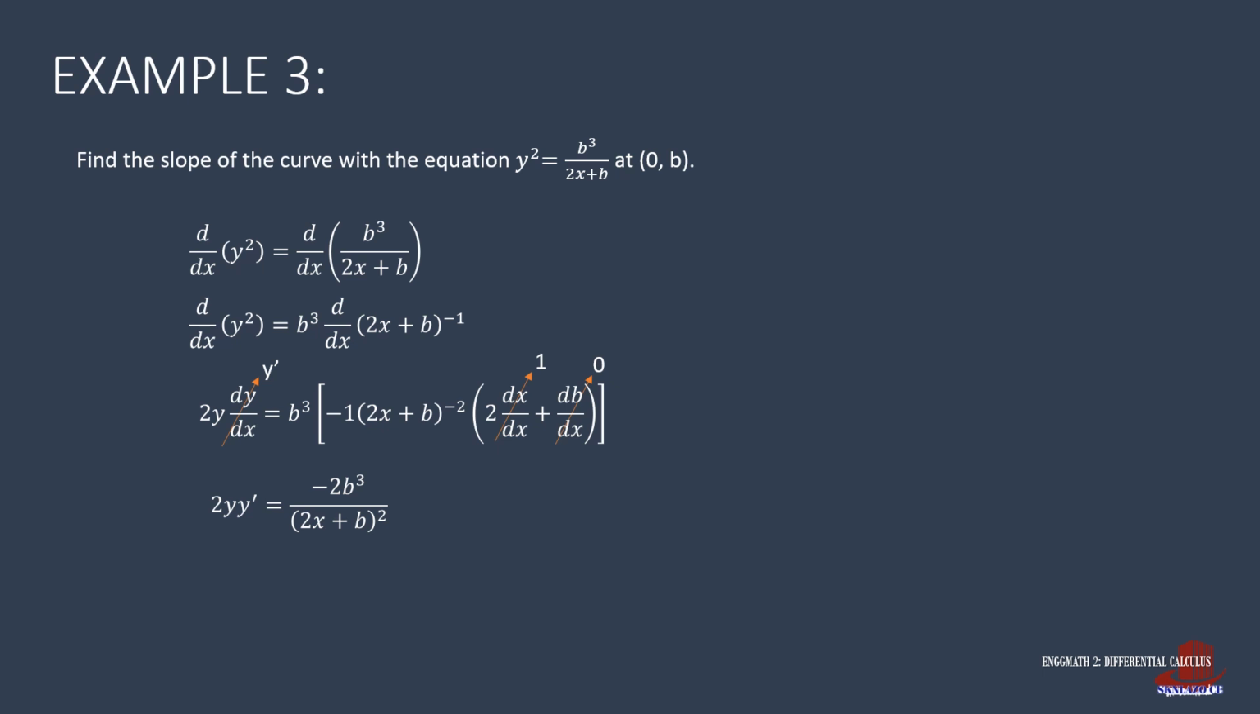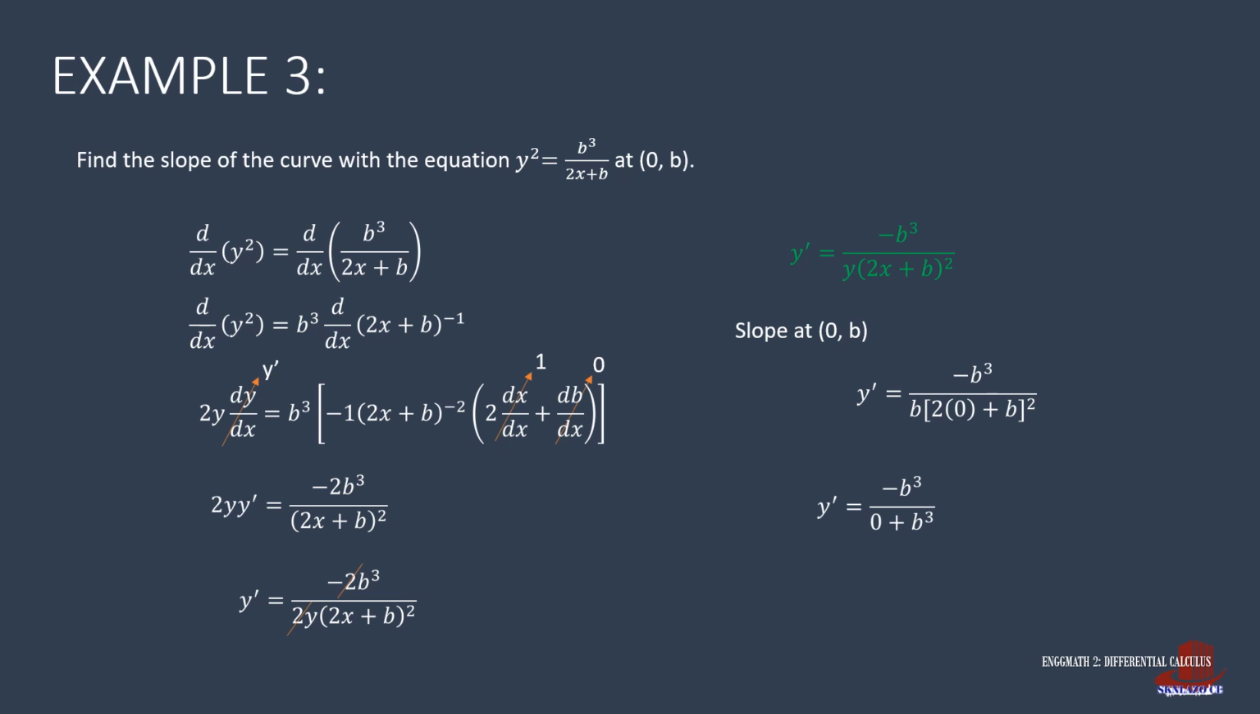Also, the derivative of the constant b all over dx is 0. To simplify the equation, we have 2y y prime is equal to -2b cubed all upon the square of 2x plus b. Place 2y down to isolate y prime and have y prime is equal to -b cubed all over y multiplied by the square of 2x plus b. With the coordinates 0 and b plugged in as x and y, we get -b cubed upon 0 plus b cubed, which is then reduced into y prime as -1.